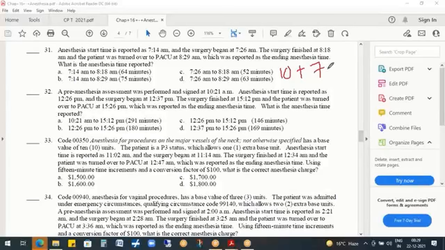Now, modifying factor is based on what I said. Modifying factor is based on what? Status rule, P indicator. Status P indicator or qualifying circumstance. In the given question, what is the unit given for status P indicator? The patient is a P3 status which allows 1 unit. In the second line, can you see that one? P3 status which allows 1 unit.